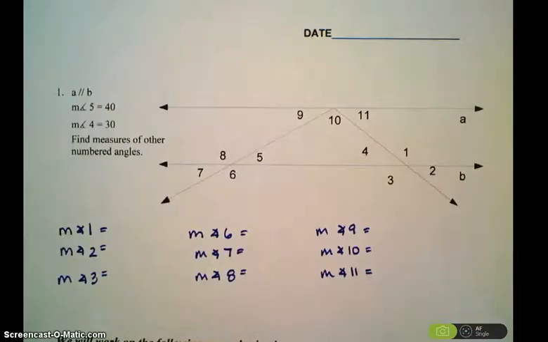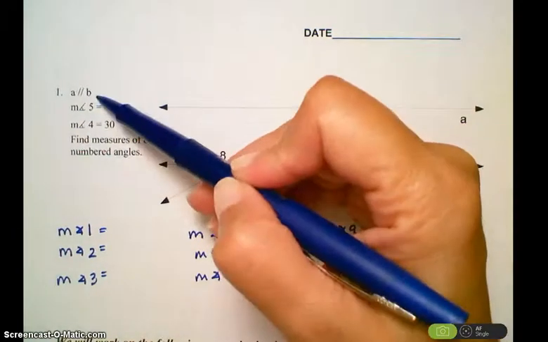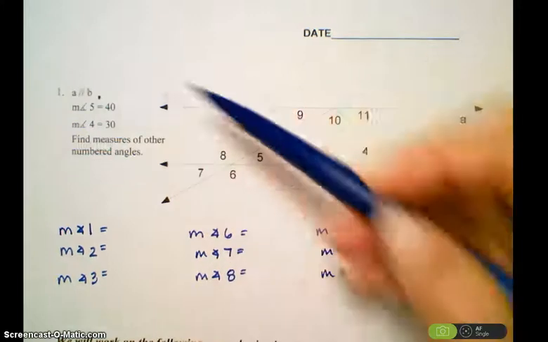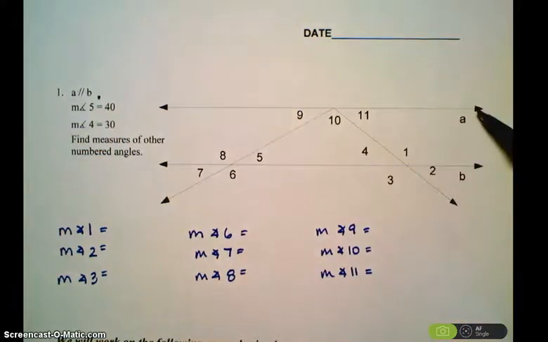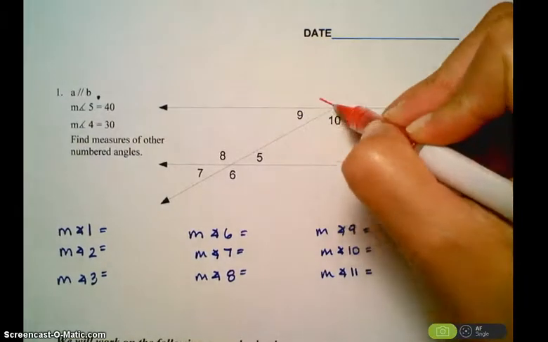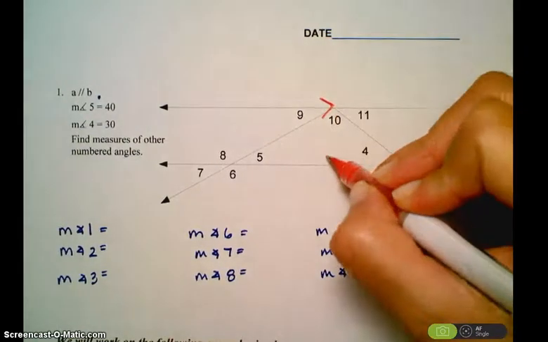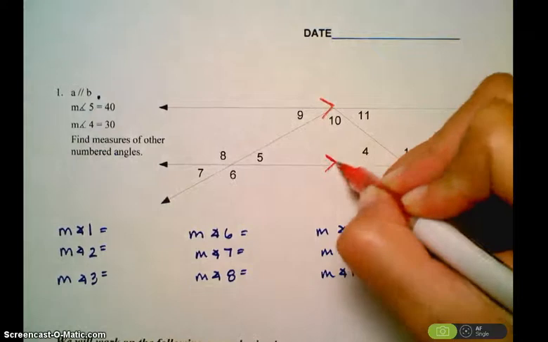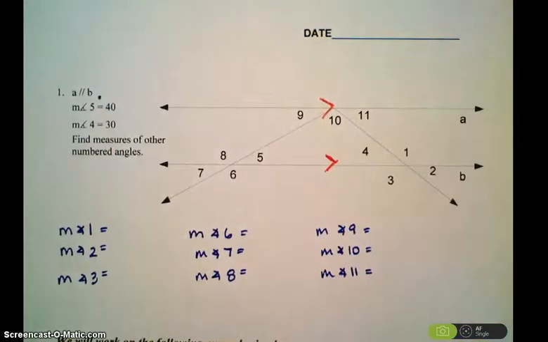Okay, we're on page 3 of the chapter 3 section 2 packet, and we're working on the first example, and we're told that A is parallel to B. So when we look at our picture, here's line A, here's line B, and again we mark that they're parallel by adding arrows to the picture to say that those two lines are parallel.